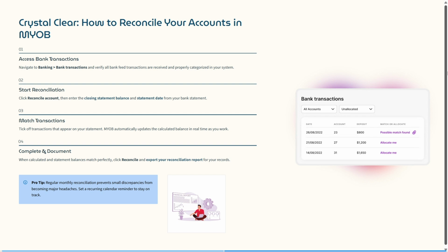Tick off transactions that appear on your statement. MYOB automatically updates the calculated balance in real time while you're working. And when your calculated and statement balances are matching, then click on Reconcile and export your reconciliation report for your own records. And here's a pro tip.